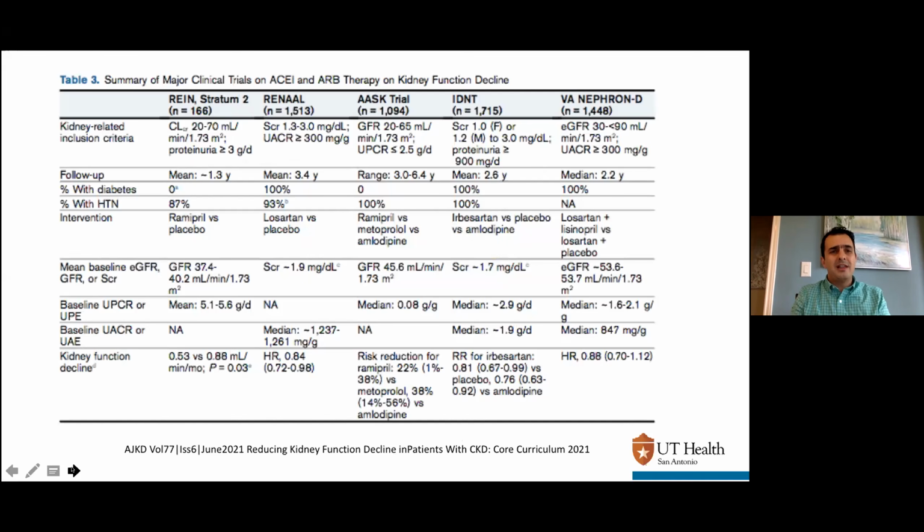There are a lot of trials, and we're not going to go through all of them, that prove that ACE and ARBs are good for patients with kidney disease. It applies to both diabetic and non-diabetic patients, mainly proteinuric compared to non-proteinuric. But a lot of them have an impact on kidney function decline, time to dialysis, and of course mortality benefit as well.